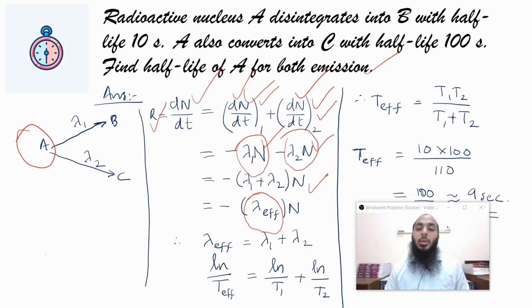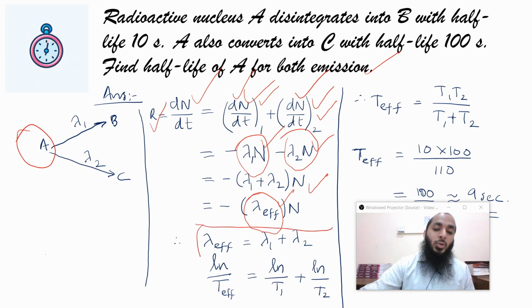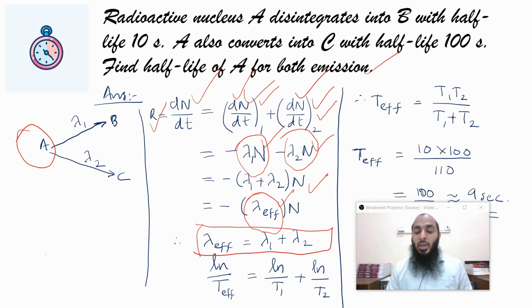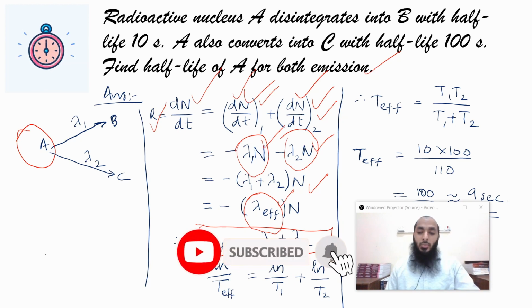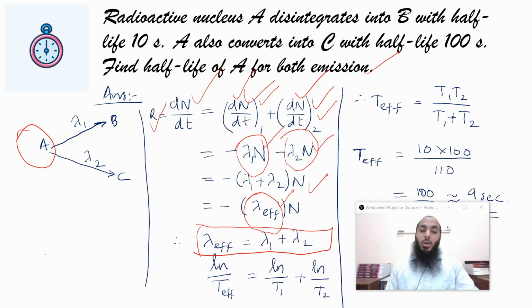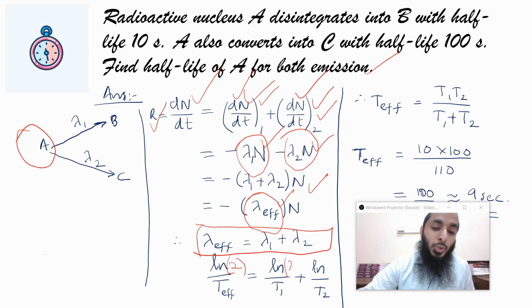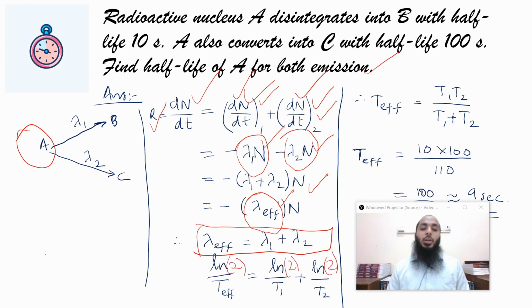You want to find the combined time period, half-life. So this lambda 1 plus lambda 2 can be written as minus lambda effective. So dn by dt is equal to minus lambda effective into n. From this we get lambda effective is equal to lambda 1 plus lambda 2. And we know the equation for the decay constant lambda: lambda is given by natural log of 2 divided by half-life. Oh, I forgot to write 2 here. It is ln 2 divided by half-life.